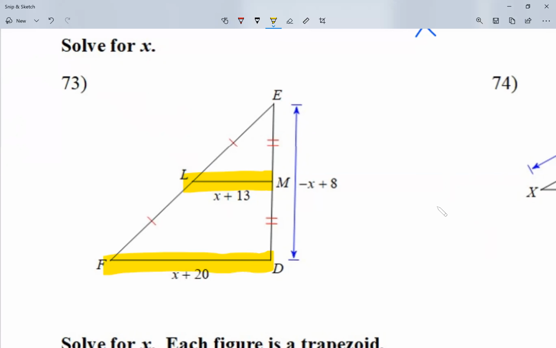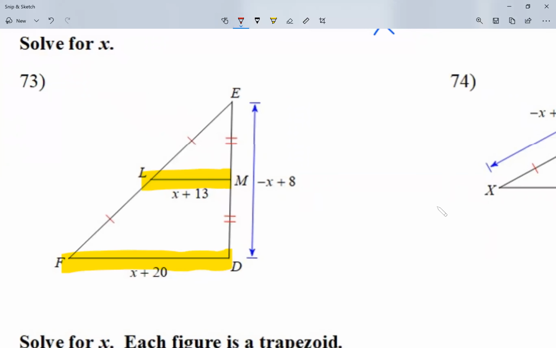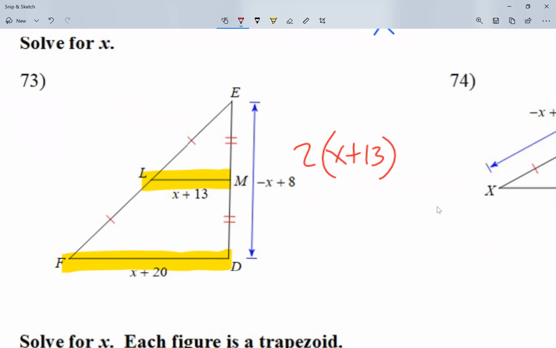So the way we're going to be able to solve for x, the mid-segment is x plus 13. So I'm going to go x plus 13, all of it, I'm going to multiply by 2, right? The mid-segment times 2 equals the one side that is parallel to it, x plus 20.